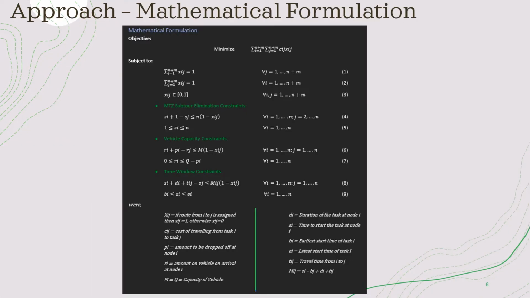As for the mathematical formulation, on the screen we see the VRP formulation using some constraints. The first constraint is the MTZ sub-tour elimination. The second is the vehicle capacity constraint, which prevents the vehicle from exceeding its capacity limit. And finally is the time window constraint, which only allows deliveries to be made between the earliest and latest times.